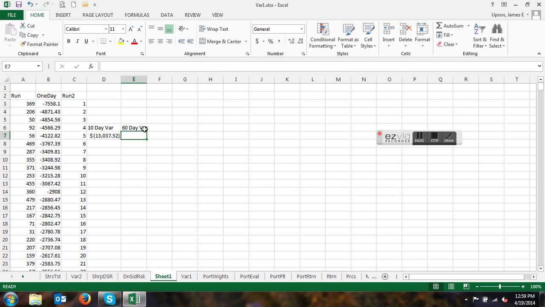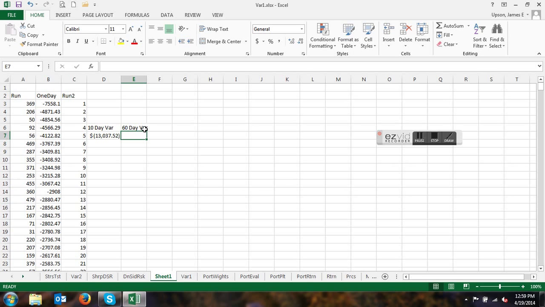60 days is 1 quarter. There's 20 trading days in a month on average, and therefore 3 months, 1 quarter would be 60 days. And that is the amount of time that an individual might need in order to go ahead and raise significant capital.